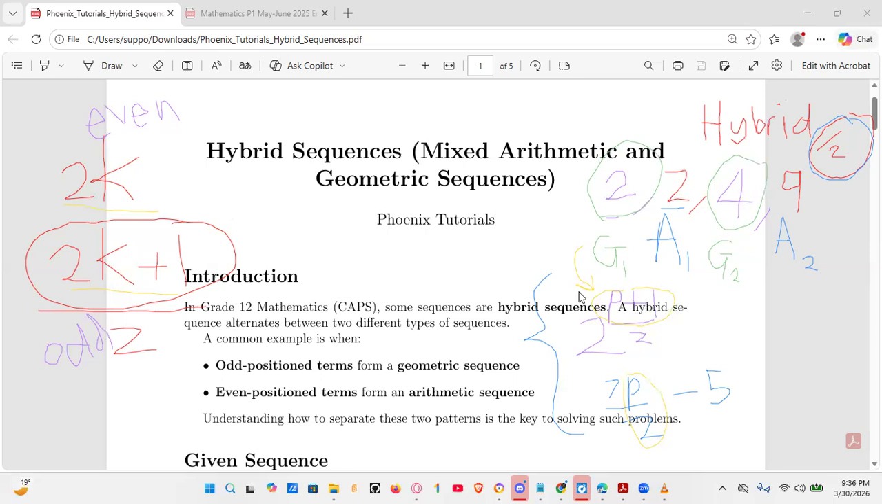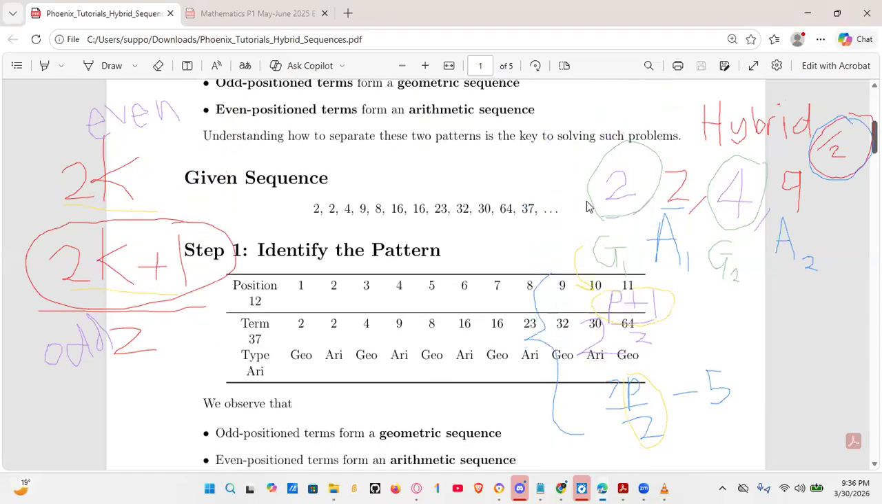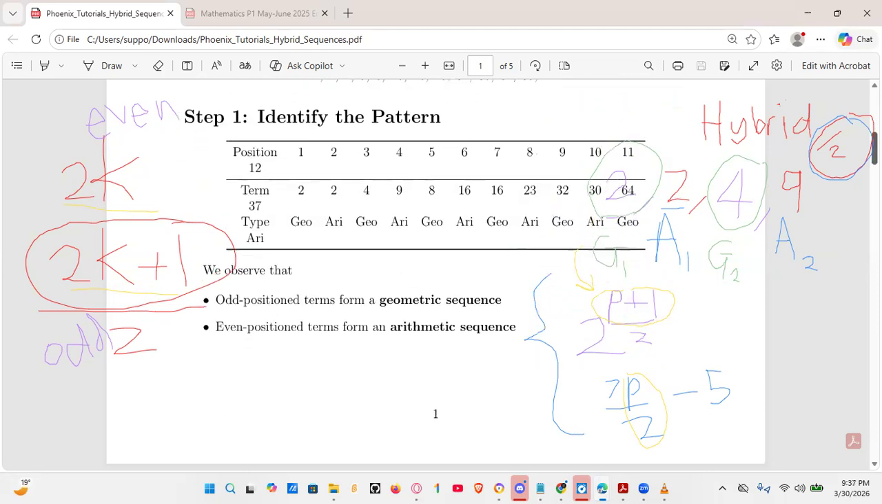Okay, so now if you follow the notes, here we have a given sequence. You have to identify the sequences and break them apart. That's what we did. We have G1, A1, G2, A2. And we can see geometric, arithmetic, and we can identify that it's a mixed hybrid sequence. Sometimes you might have a constant sequence, but we'll talk about that as another example.